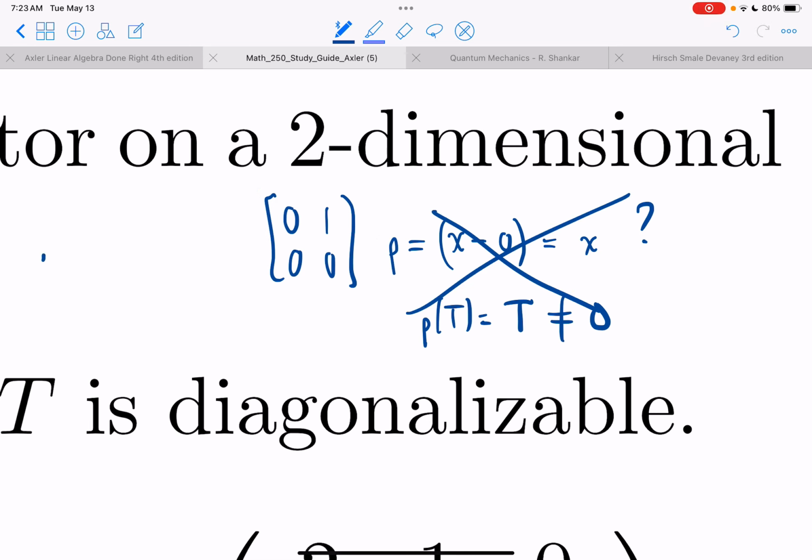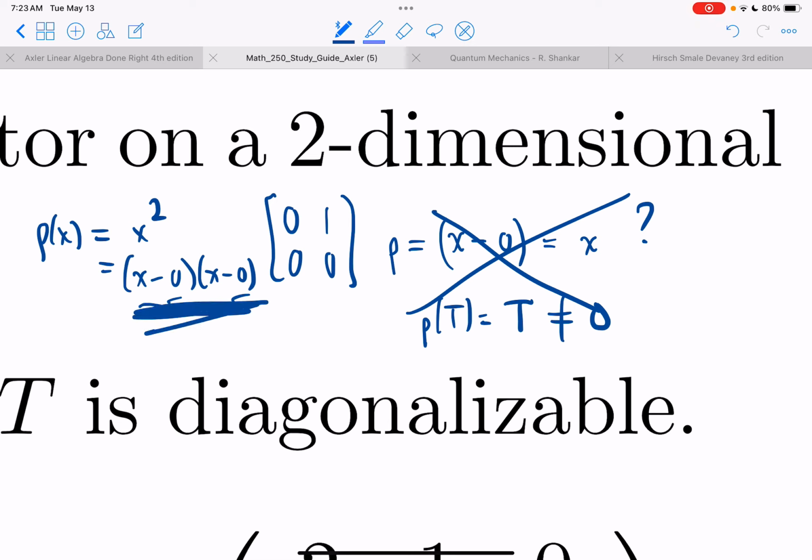In fact, the minimal polynomial, I think, is x squared. In other words, I think of it as x minus 0 times x minus 0. I'm thinking of 0 as an eigenvalue, but we have repeated factors in the minimal polynomial. And whenever you have repeated factors in the minimal polynomial, then you're not diagonalizable. That's a big theorem in this section.